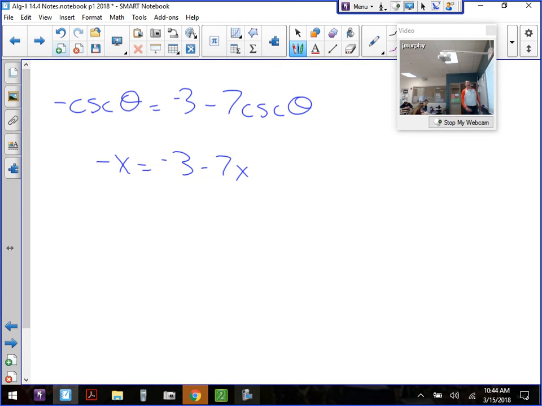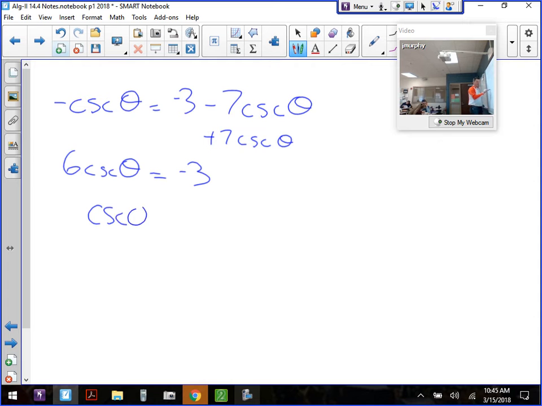Okay. So I pick on the little guy, which means I'm going to add 7 cosecant theta to the other side. So I get 6 cosecant theta equals -3. Divide by 6, cosecant theta equals -1/2, which means sine theta equals -2, which means no.